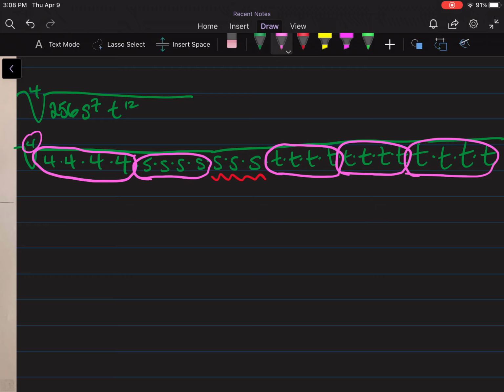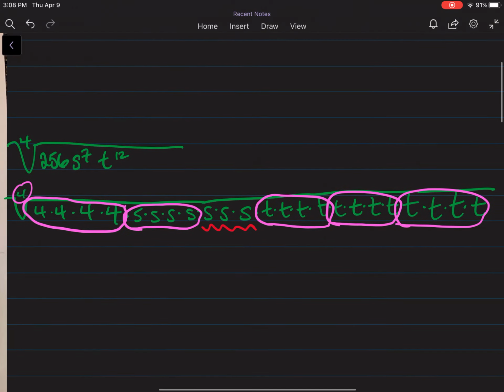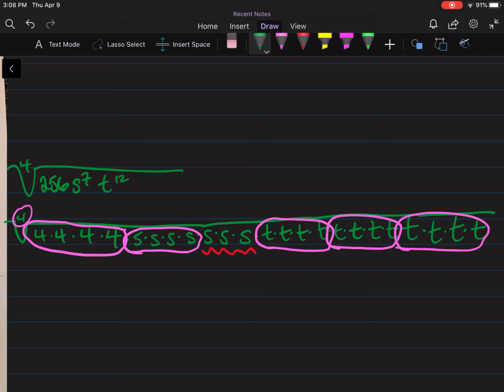Okay, so let's draw our house here. Not forgetting that we have a 4 inside the house. Oh, that's a big house.